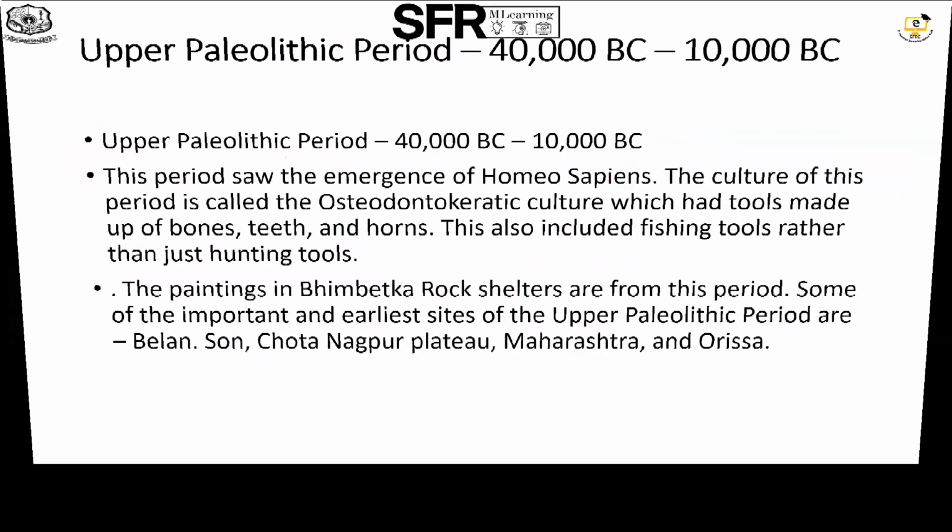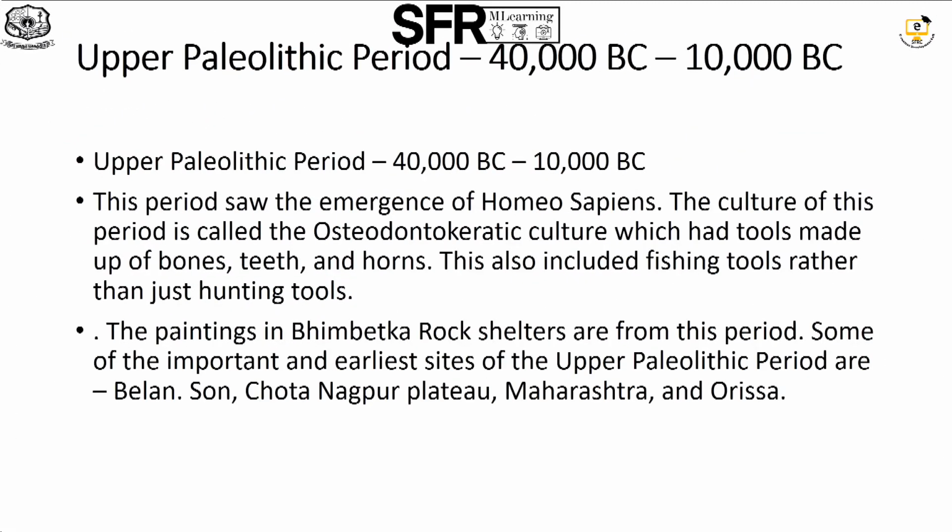And then coming to the last division of the Paleolithic period, the Upper Paleolithic period. It was from 40,000 BC to 10,000 BC. This period saw the emergence of Homo sapiens. So, we all know that the biological name of man is Homo sapiens. The culture of this first man appeared during the Upper Paleolithic period.